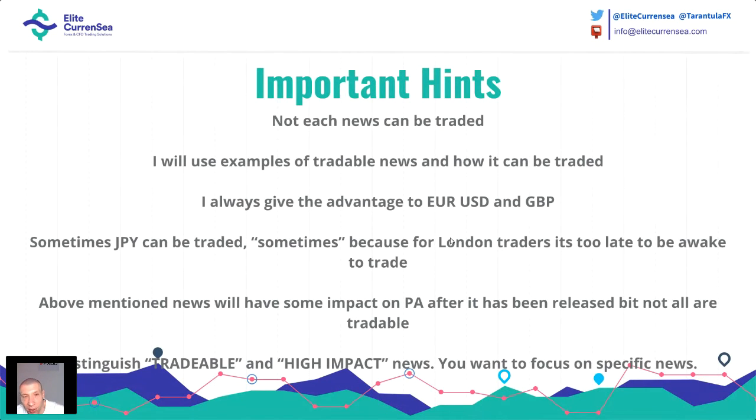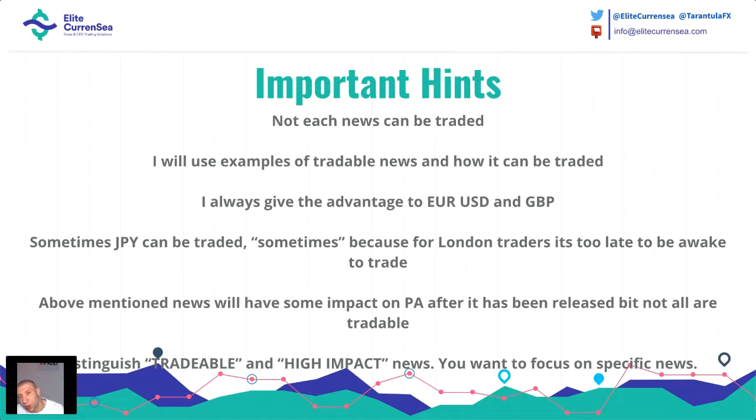Now, what is important? As I said at the beginning, not every news can be traded. I will use an example of tradable news and tell you the things that you need to check before you trade the news. Sometimes Japanese yen can be traded. I say sometimes because for us London traders it's a bit late to trade Japanese yen. Only, for example, dollar yen or GBP yen, or crosses that have something other than Japanese yen as their base currency.